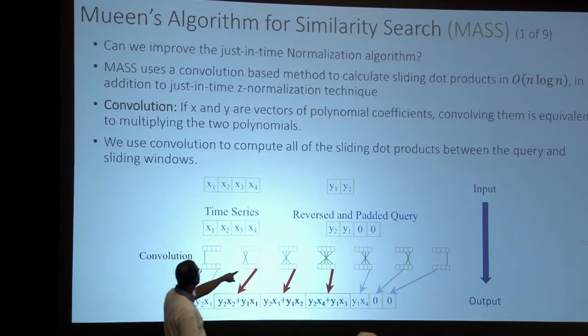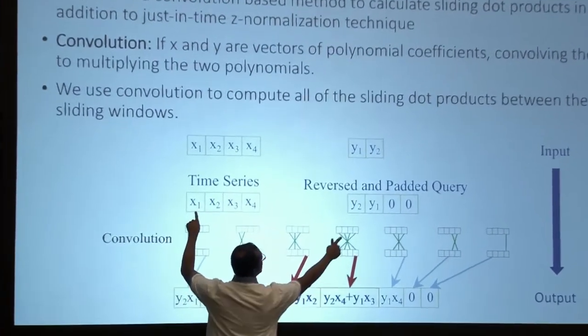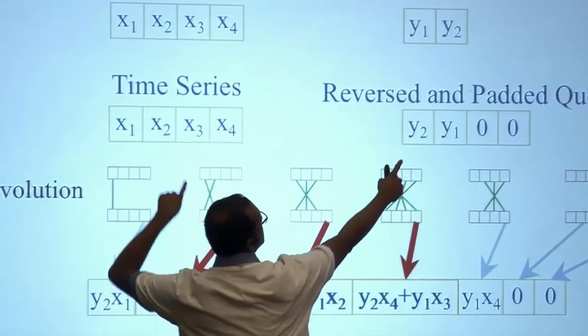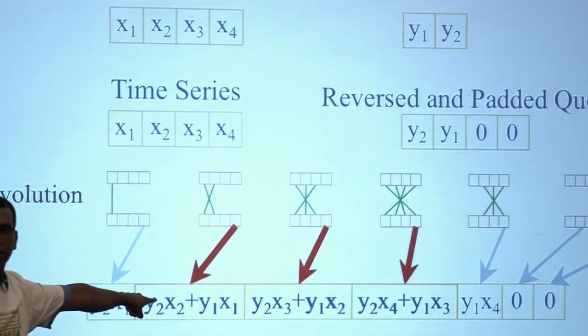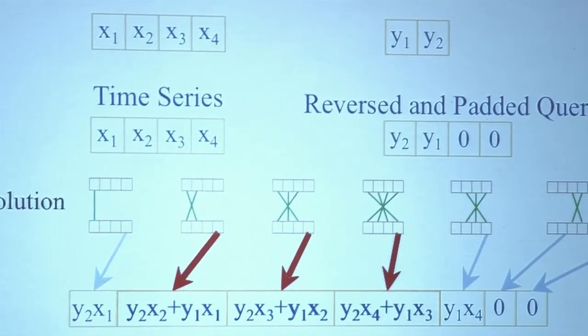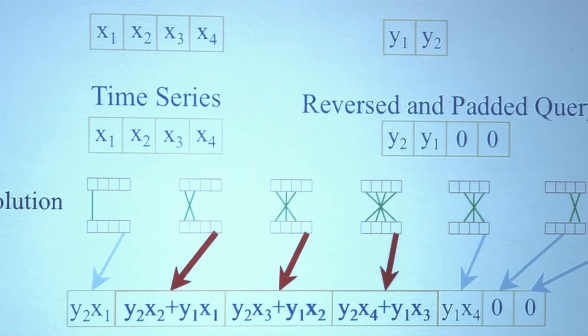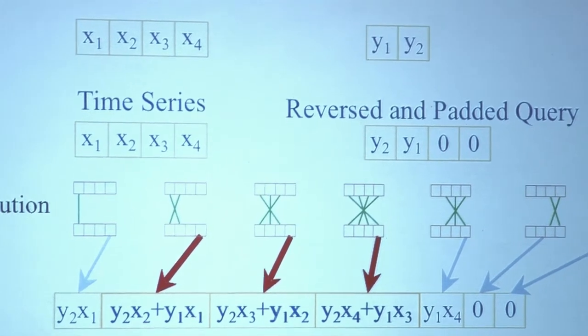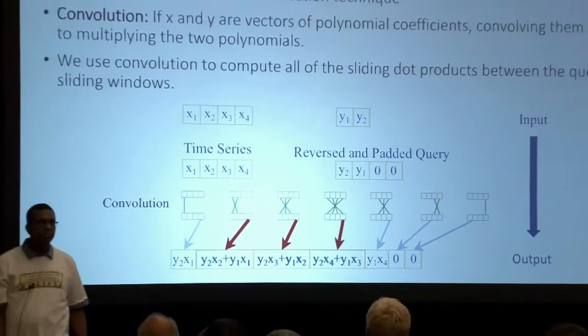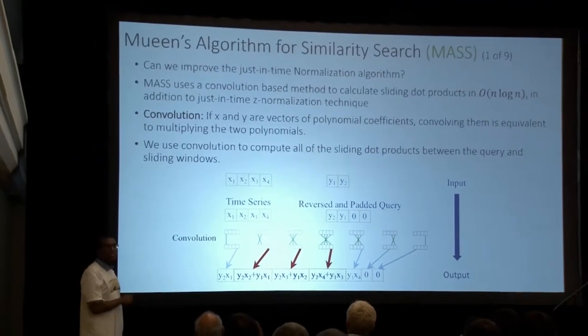For example, if you do this, then x1 multiplied with y1 and x2 multiplied with y2, and that's exactly what you have in here. So if you do this, then you will see that this x1 is multiplied with this 0 and canceled out. So this is the key operation.